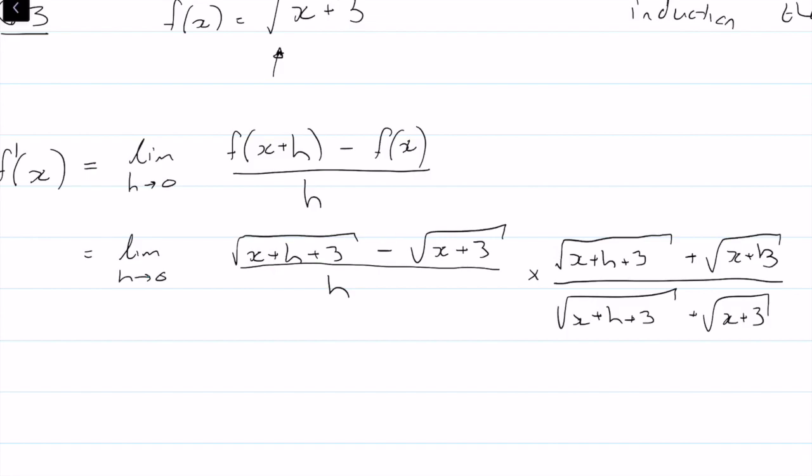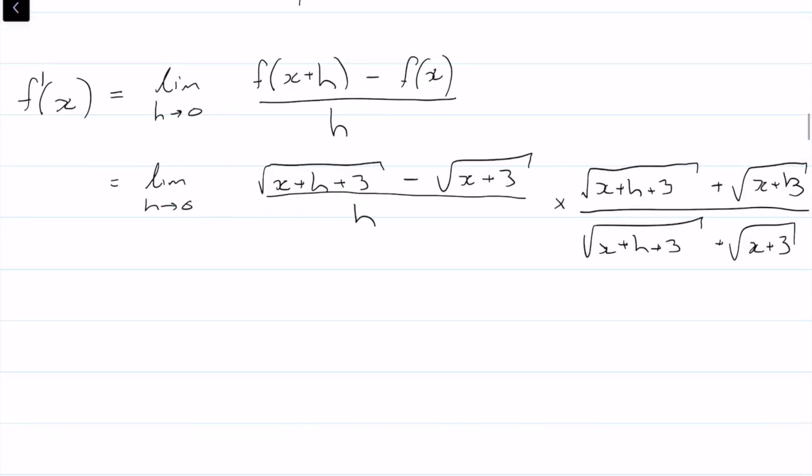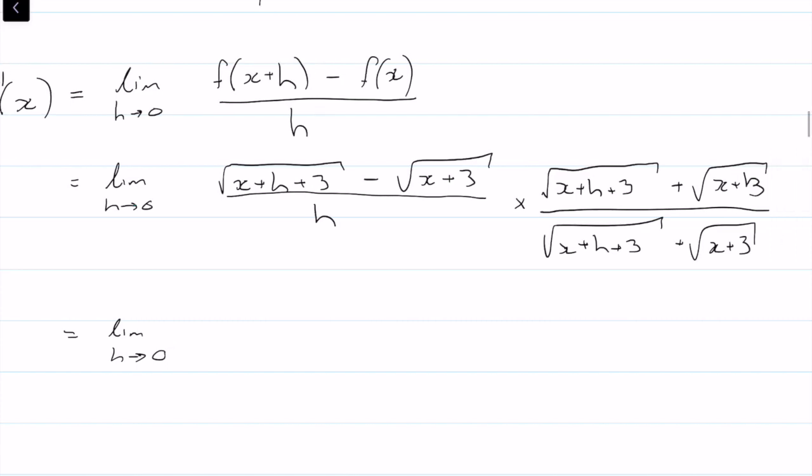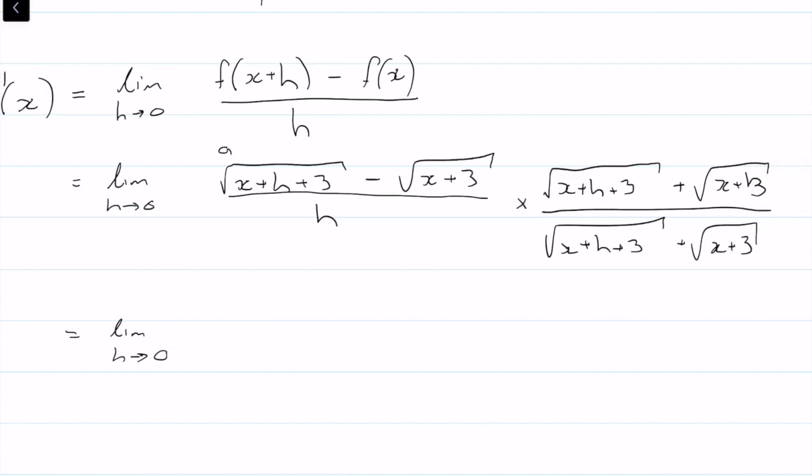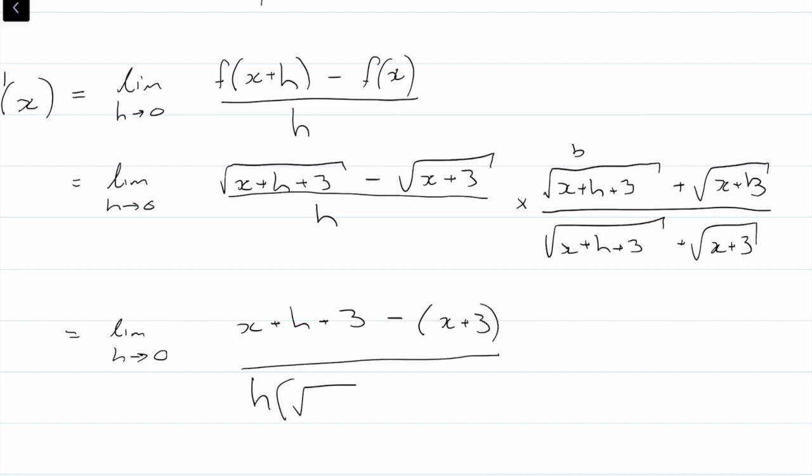Okay, so now when we multiply this out, we get that this is the limit as h tends to 0 of, basically when we multiply by the conjugate, you just take, let's call this a and this b, and it becomes a squared minus b squared. So it's going to be x plus h plus 3 minus x plus 3 all over h times this whole bracket: the square root of x plus h plus 3 plus the square root of x plus 3.